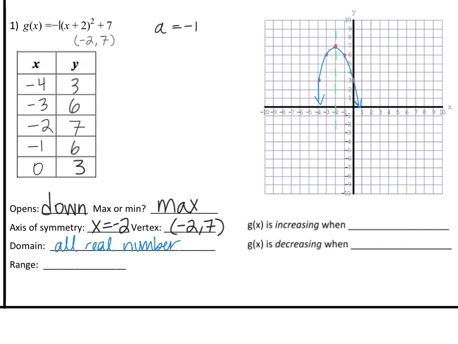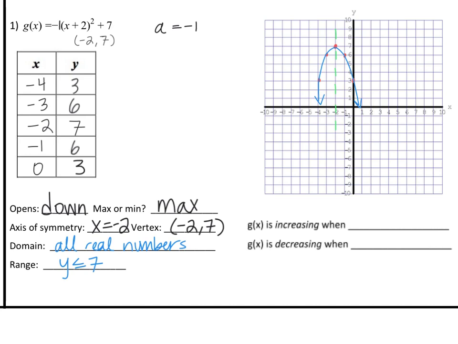The range is how it is stopping or starting vertically. So we're going to look here, it's at +7 and then down. So that is y values less than or equal to 7.